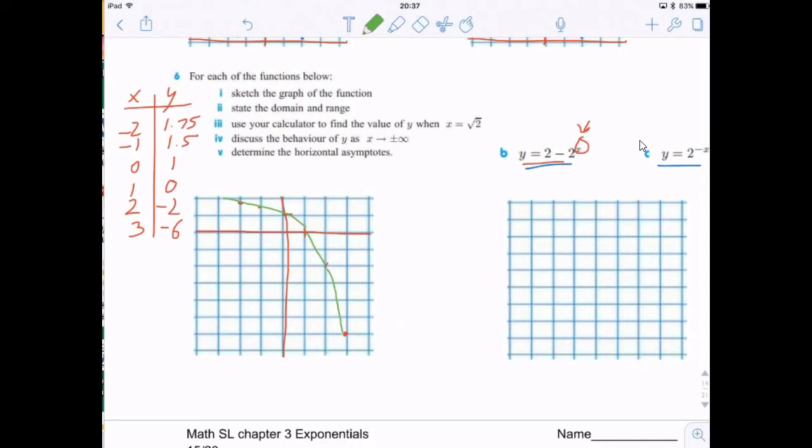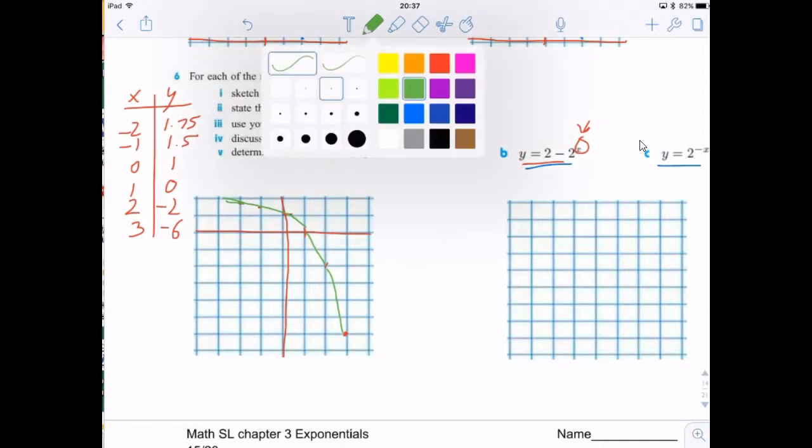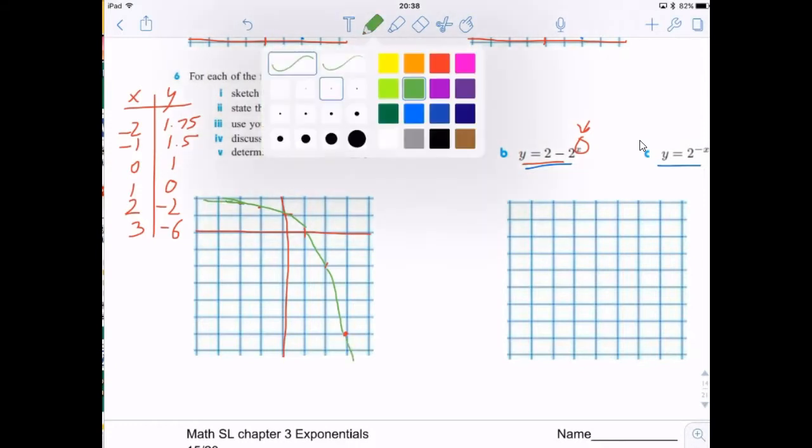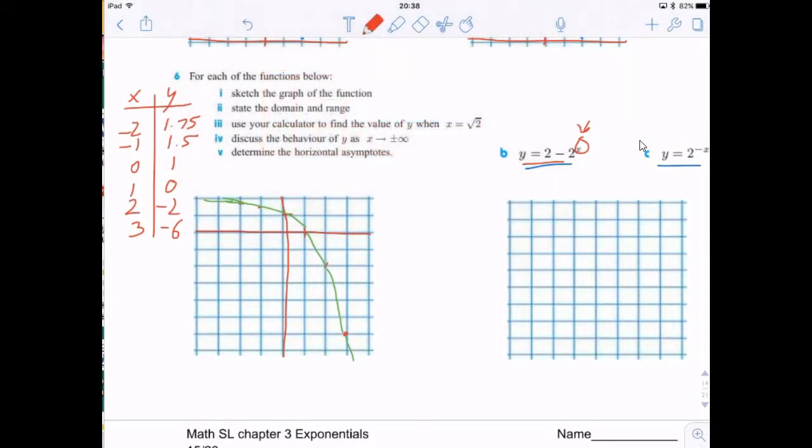Okay, so it looks kind of like that. Let's see what other questions it asks us. State the domain and range. Okay, so in the case of the domain, we have to consider that this function actually goes on forever in both of these directions. The domain itself is basically the valid x's, right? It obviously goes infinitely to the left. Now what about to the right? Does it go infinitely to the right? Yeah, actually it does. It goes infinitely this way and infinitely that way.